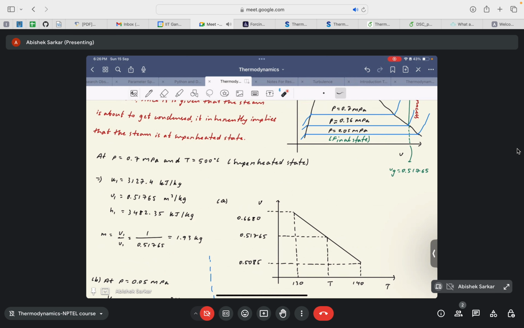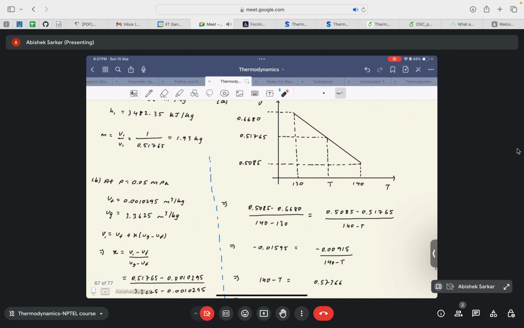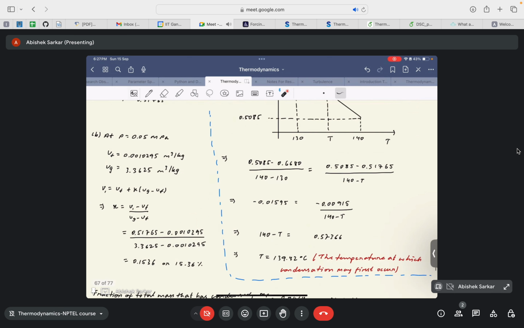So once you do it, you will find that Vf is 0.00010 meter cube per kg, and Vg is 3.3625 meter cube per kg, and our given specific volume of 0.51765 lies well within this range. Okay, so we will have V1 as 0.51765 meter cube per kg. So from this equation, you can easily find the value of X, that is the quality of the steam. Once you substitute the values of Vg, Vf and V1 in this equation, you will get that X is equal to 0.1536 or 15.36%.